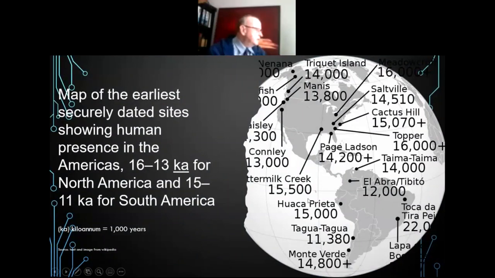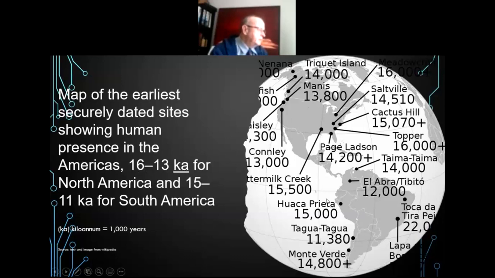This is a map of the earliest securely dated sites showing human presence in the Americas, North America and South America, 16 to 13 Ka. A kiloannum is 1,000 years. So this is 16,000 to 13,000 years ago for North America and 15,000 to 11,000 years ago for South America.